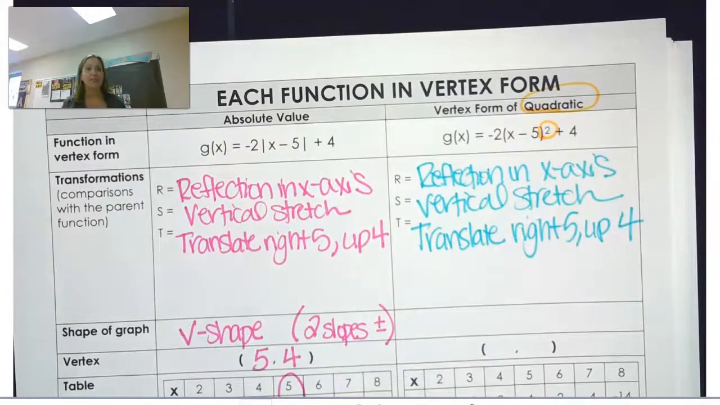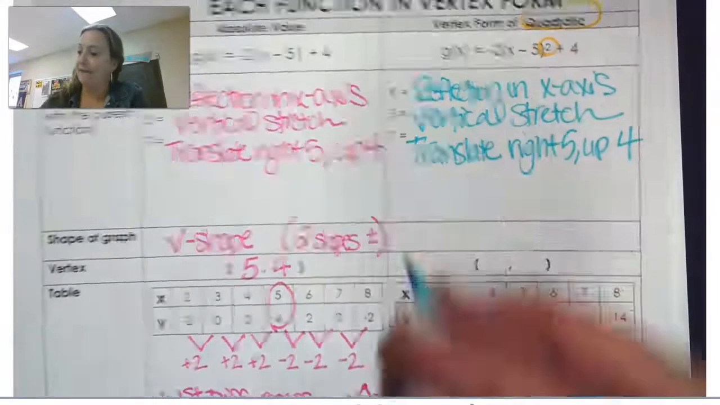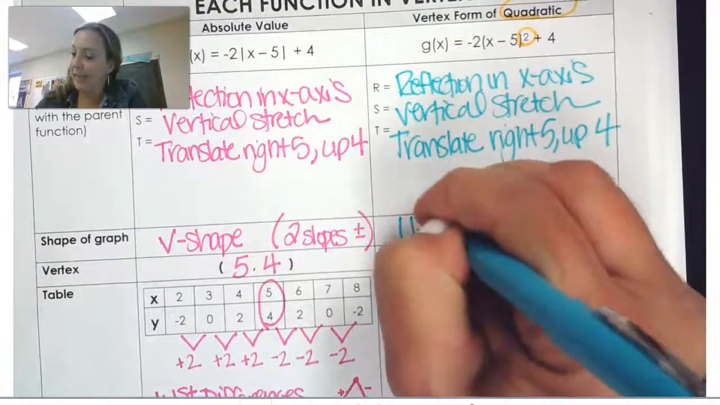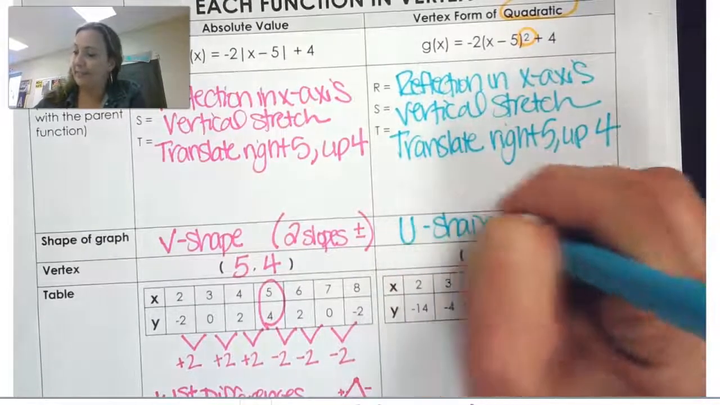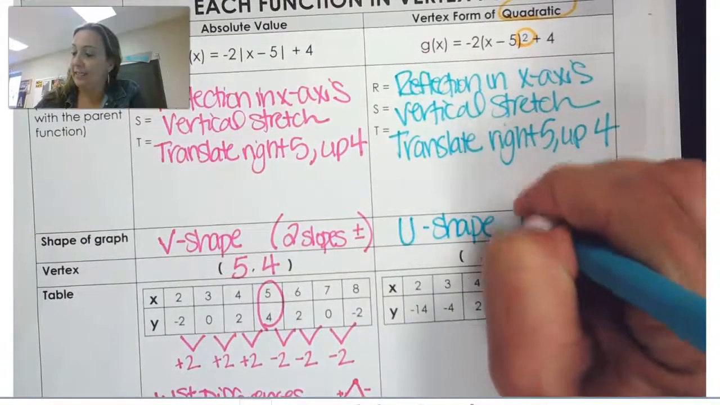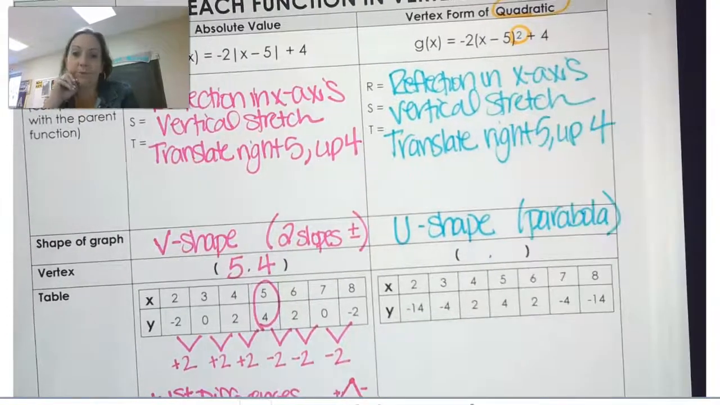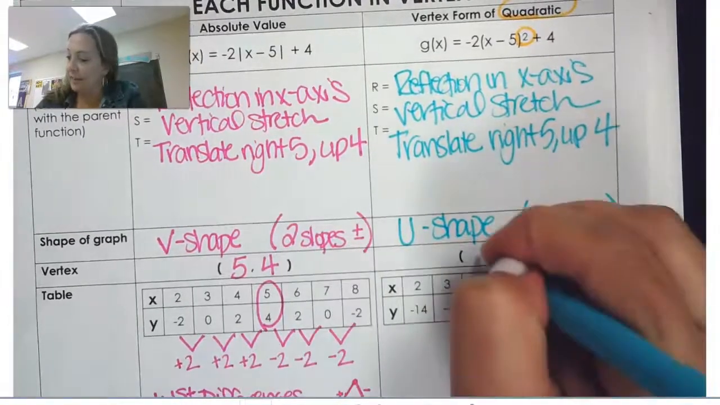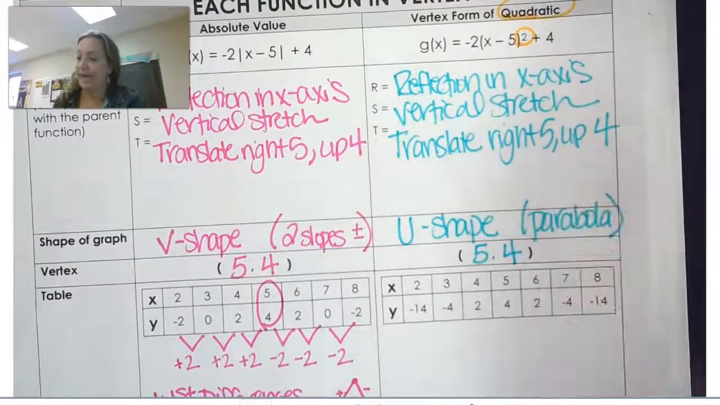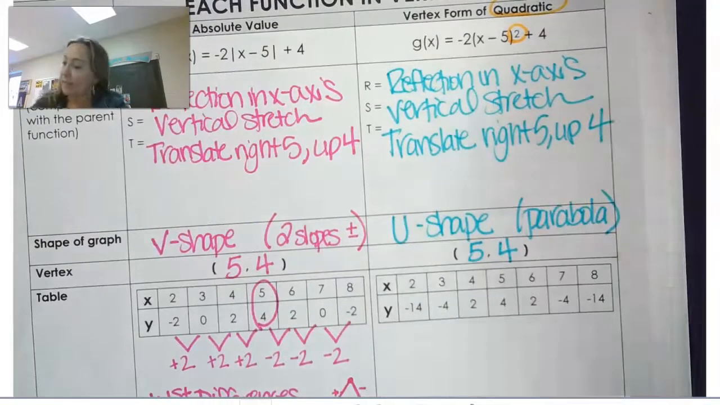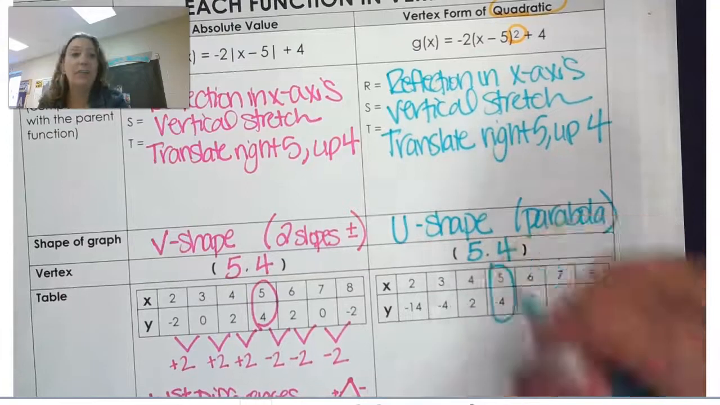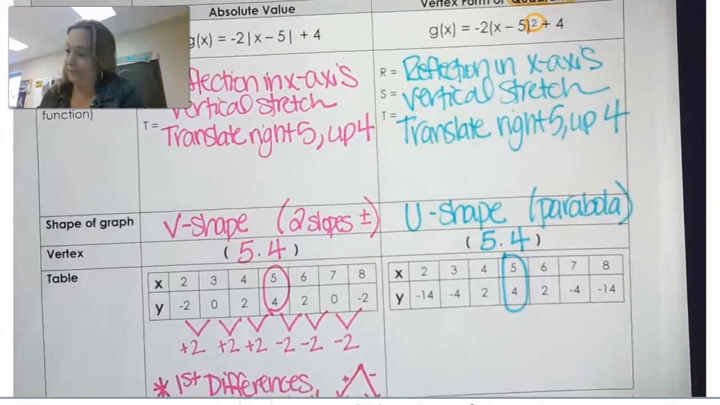So all of that work that we did with the RST and the translations is exactly the same. The difference is that the shape of the graph is now going to be a U shape instead, which is a parabola. Our vertex is still at 5, 4, but I'd like us to investigate the y values here.